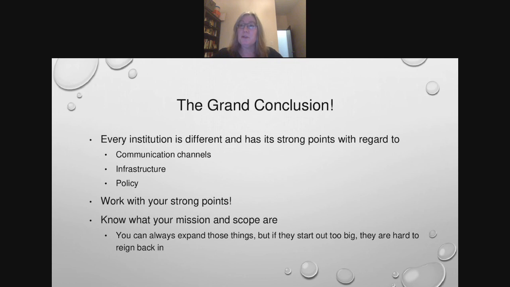Every institution is different. UCSD had its really strong points. We had a supportive administration. We had some funding. The researchers, for the most part, were very supportive.